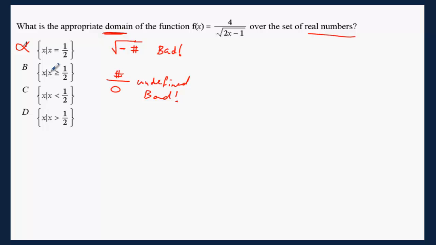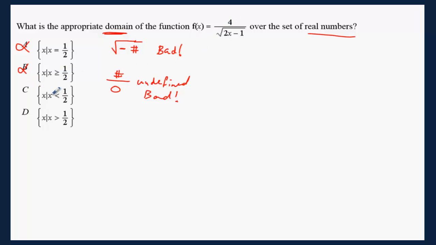x such that x is greater than or equal to 1/2. Without even substituting, I'm going to cancel this choice. Why? Because we already tried when x equals 1/2, and it does not work. When x is greater than or equal to 1/2, 1/2 is included. And if it does not work in one scenario, it means that it does not work for all cases. So this is not the appropriate domain.